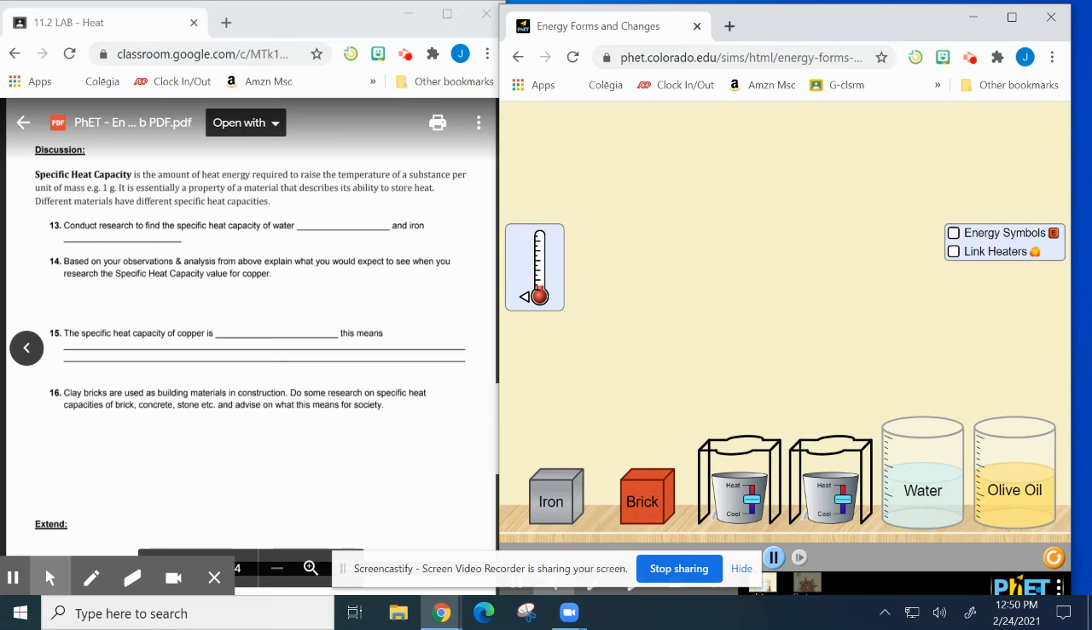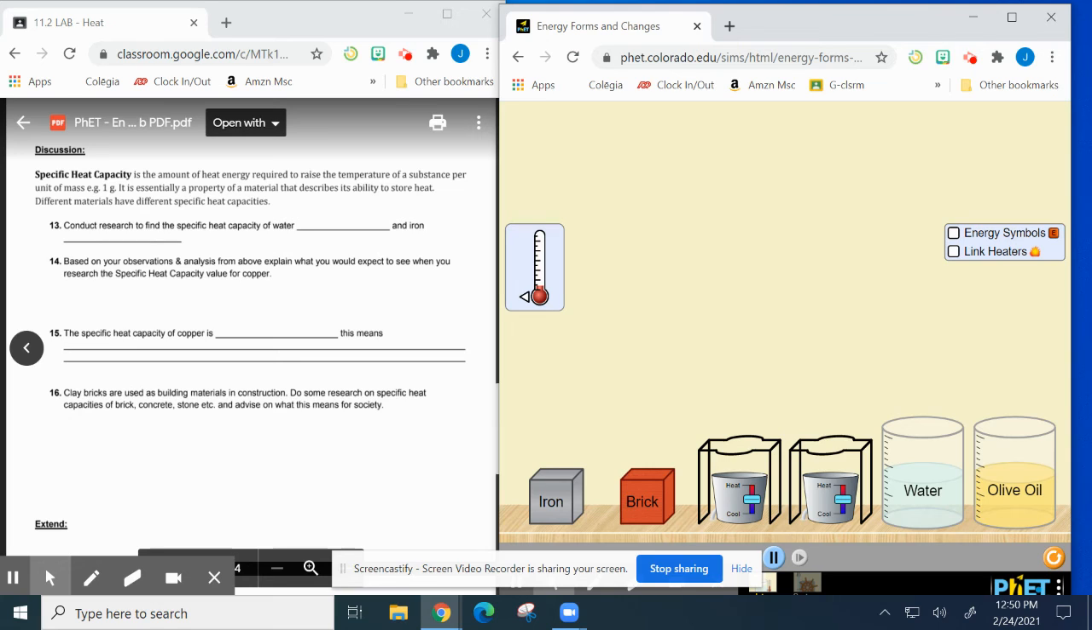The amount of heat energy required to raise the temperature of a substance per unit of mass, for 1 gram, right? It's essentially a property of matter that describes the ability to store heat. Different materials have different specific heat capacities. Conduct research to find the specific heat capacity of water and iron.